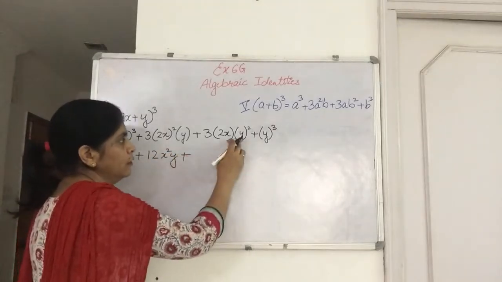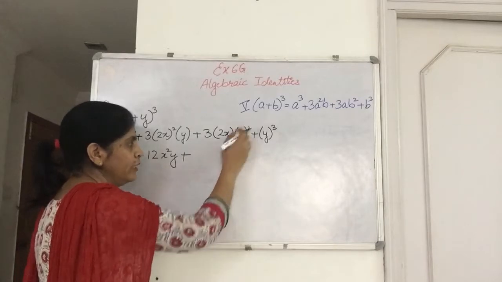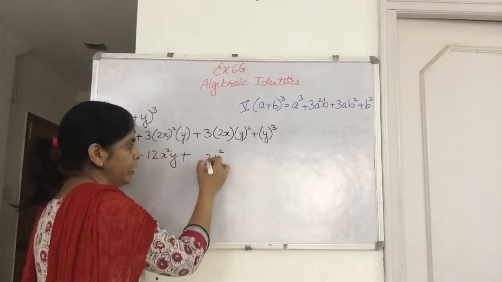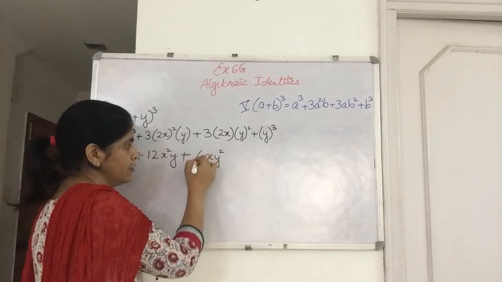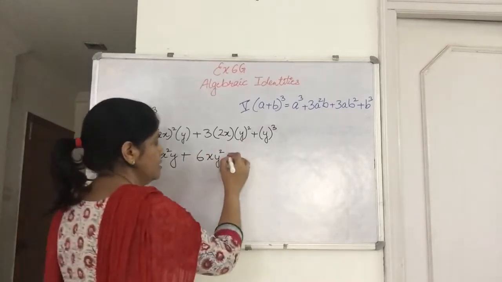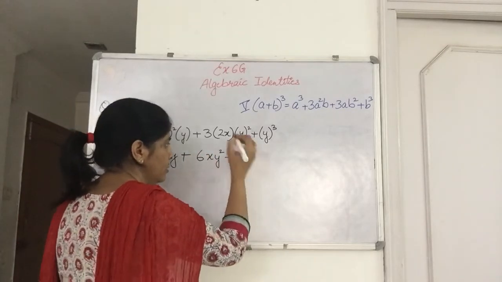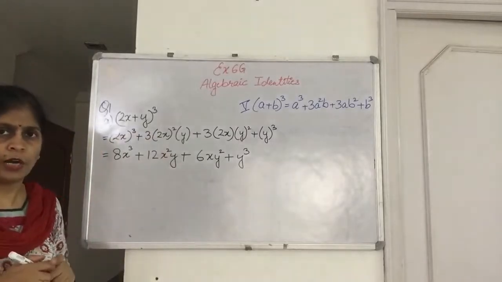Plus, now y square, x, 3 2s are 6. Plus y cube. Understood about this?